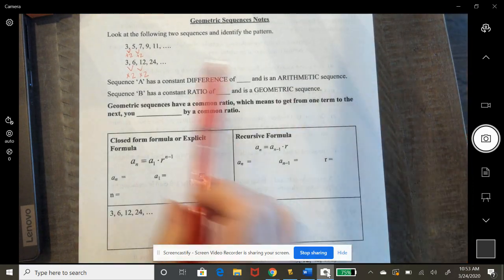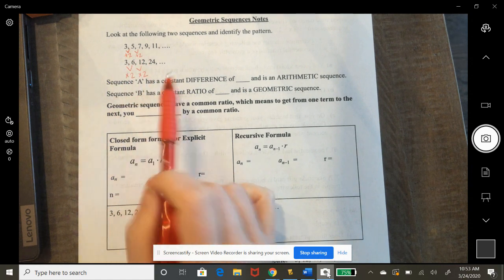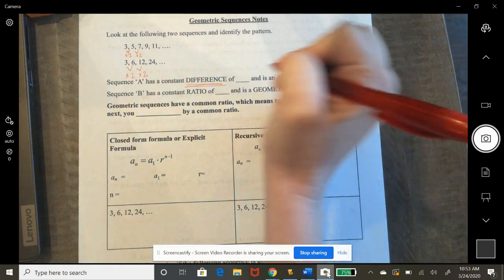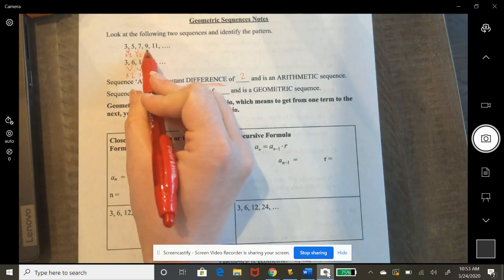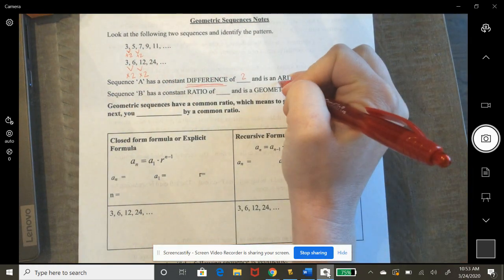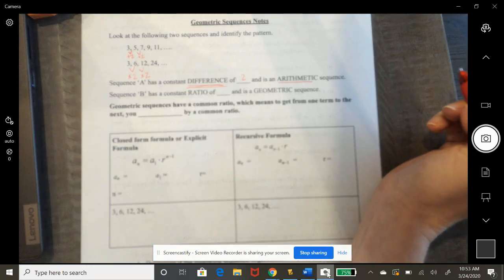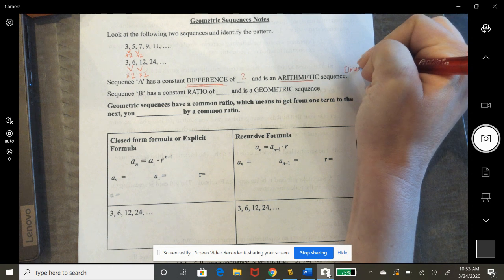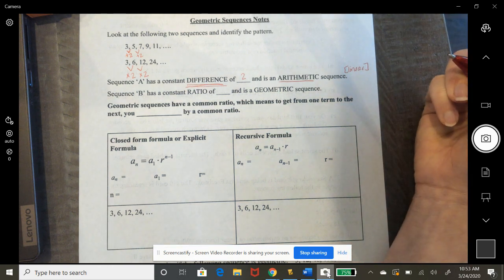So sequence A, or the first sequence, has a constant difference. Okay, the difference between the two terms is always 2. Okay, and that's called an arithmetic sequence. And you may remember that from Algebra 1. And that basically is a linear type of sequence because you're adding or subtracting the same amount each time.